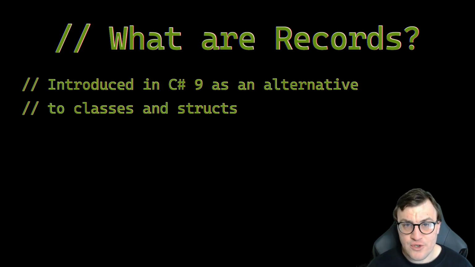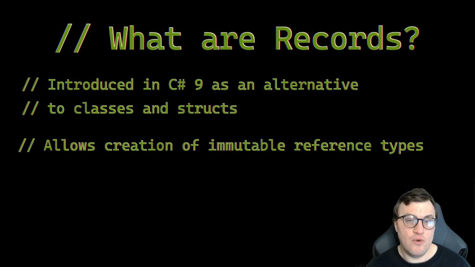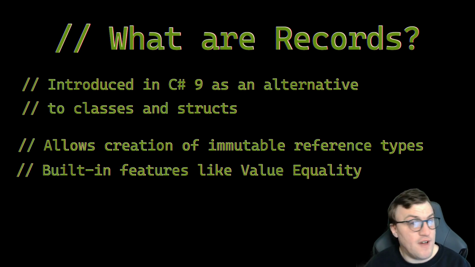What records allow you to do is create an immutable reference type. So an object, a reference to something with members that doesn't change, it's immutable. You can technically make mutable records, but I'm going to focus on the original design of records, which is this more static, immutable object. Records give you the benefit of a variety of specific features, for example, value equality.